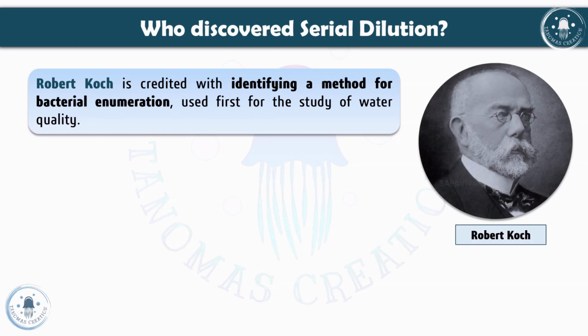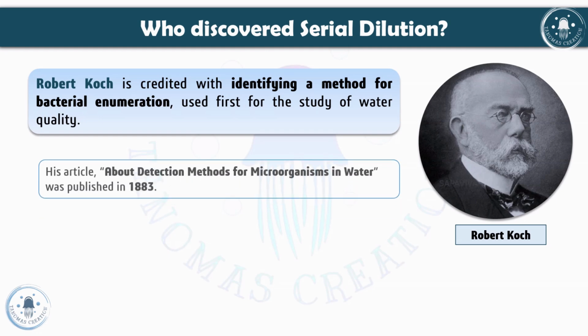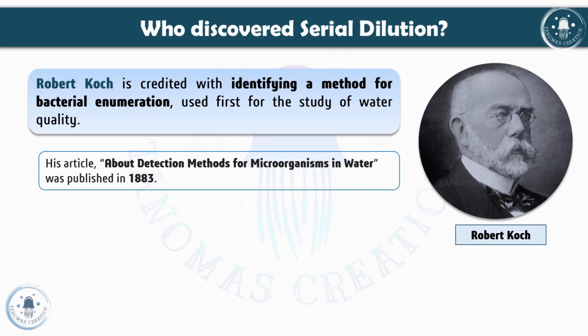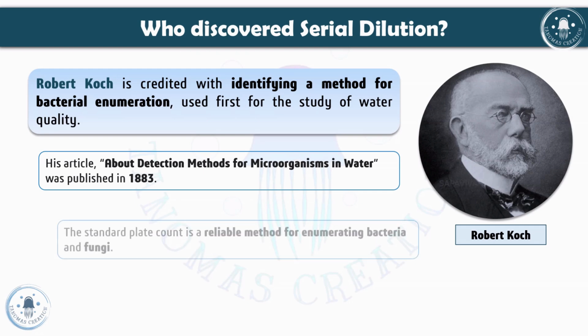This is Robert Koch, as you can see, and he is the one who is credited for identifying the method that is used for bacterial enumeration. Now, he first applied this method on a water sample. Okay, he also wrote an article about it. The name is About Detection Methods of Microorganisms in Water, and this article was published in 1883.